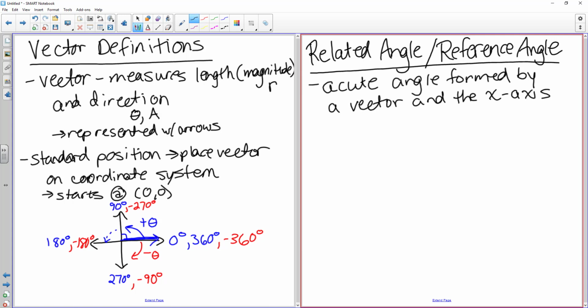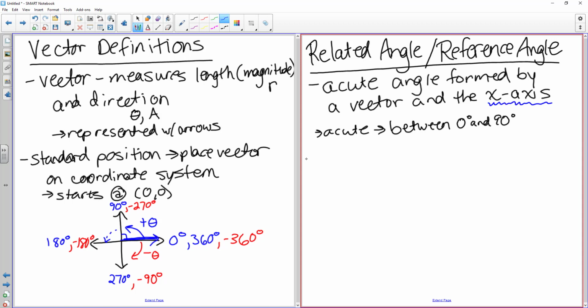Some keywords here. Acute. A little reminder that an acute angle is an angle between 0 and 90 degrees. That's what an acute angle is. And the key here is to keep in mind we're talking about between the vector and the x-axis. So we're always going to the x-axis, not the y.